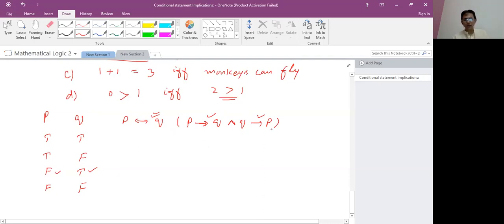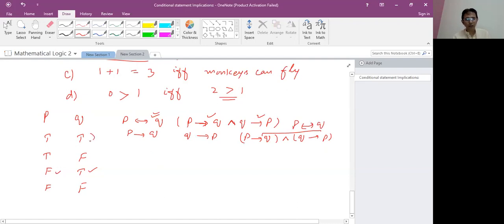So first we make, student, P implies Q. To understand this point, first we will make P implies Q, and then in the next column it is Q implies P. Then we combine them together with AND operation, student. So this is called biconditional statement.